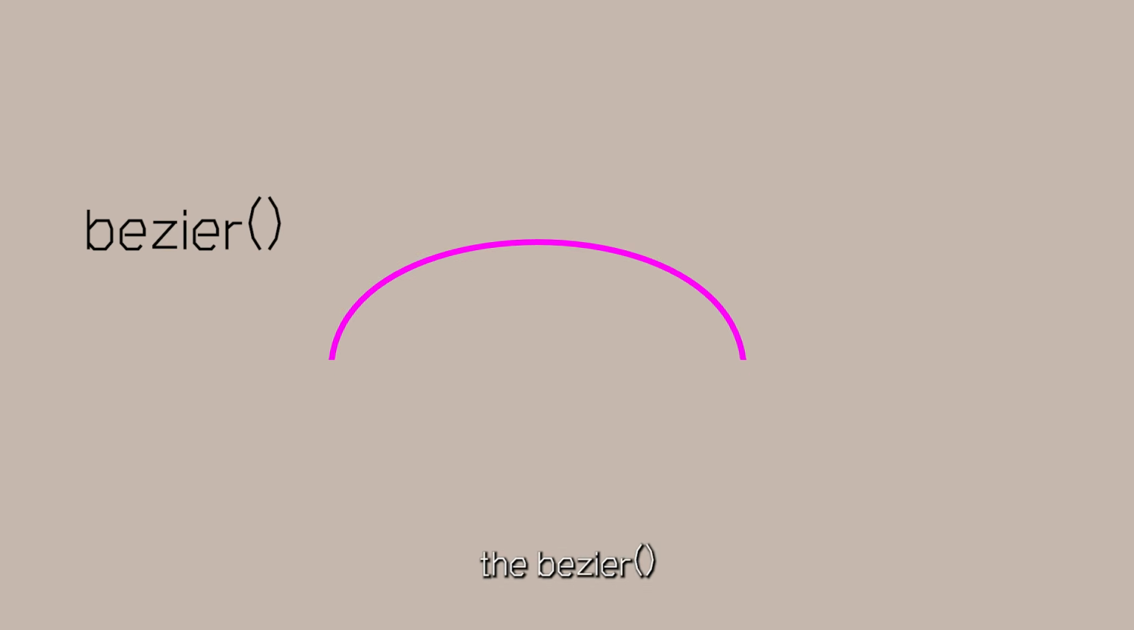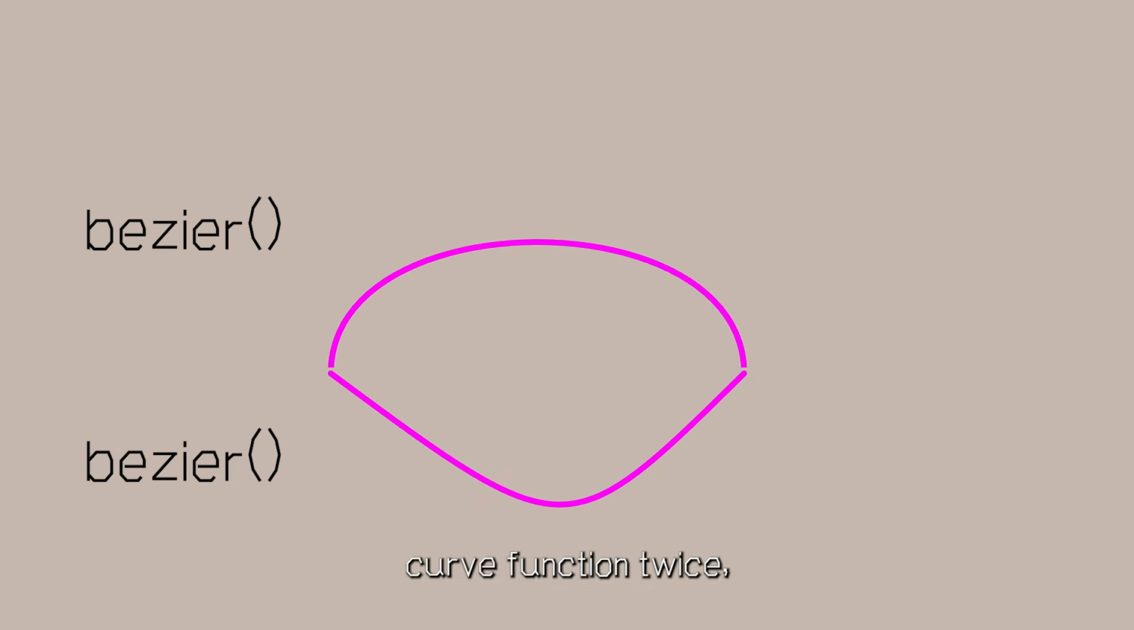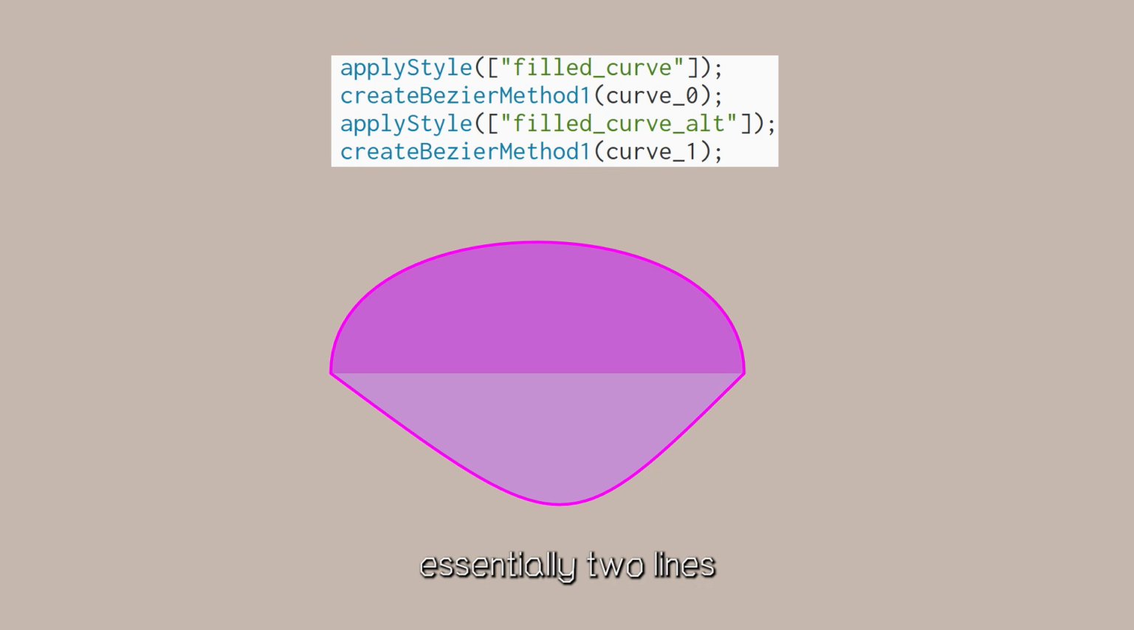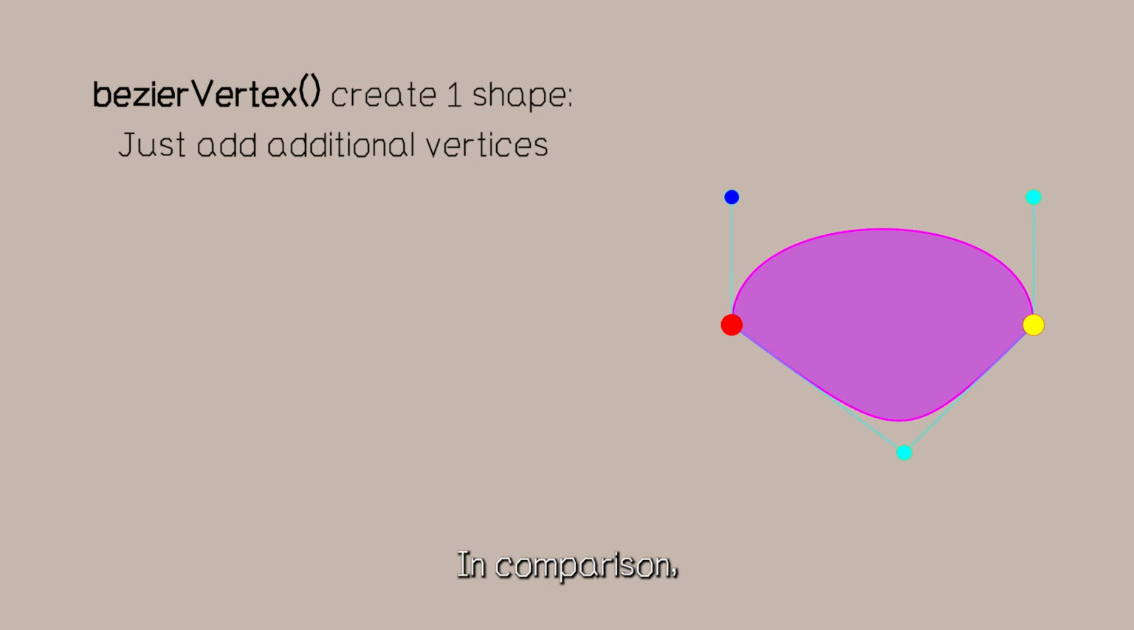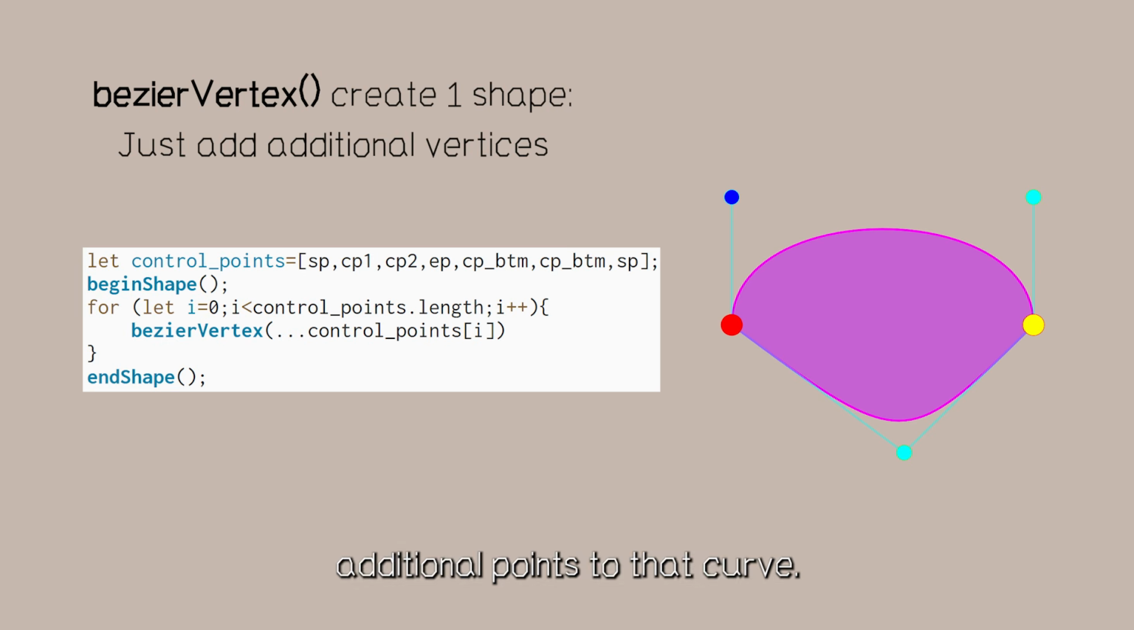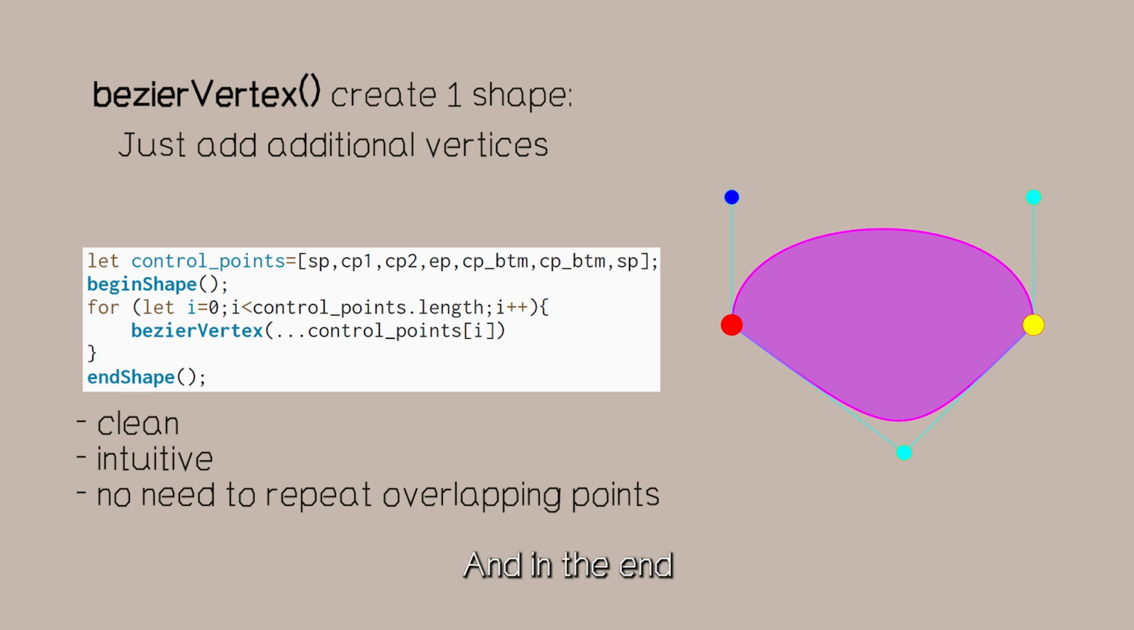For instance, when you want to create a shape like this, using the first method, you would have to call the bezier function twice. And you're getting essentially two lines rather than a connected shape. In comparison, the second approach would let you create a curve and keep adding additional points to that curve. And in the end, you will have one shape instead of multiple curves.